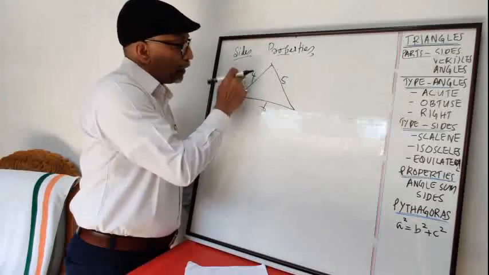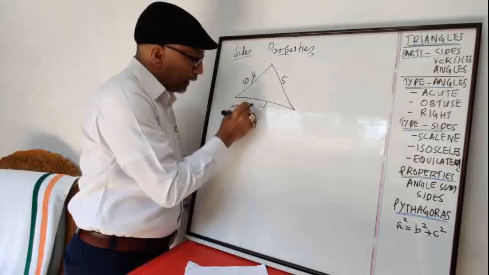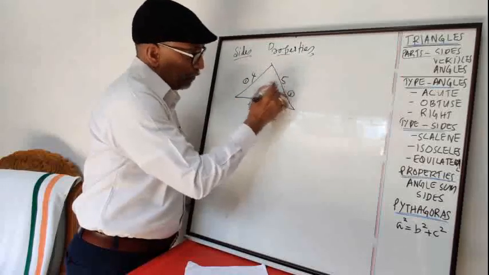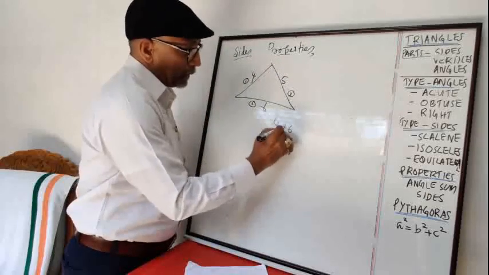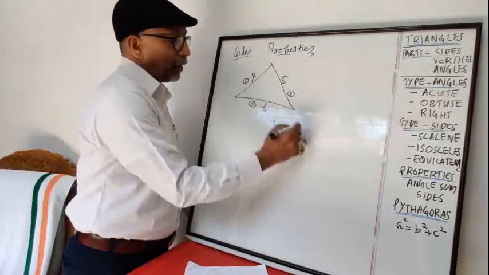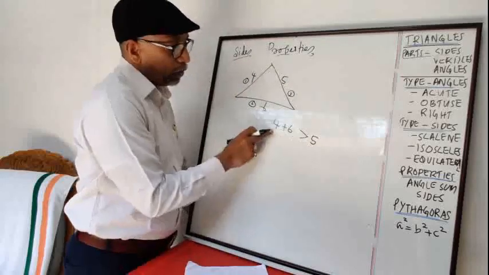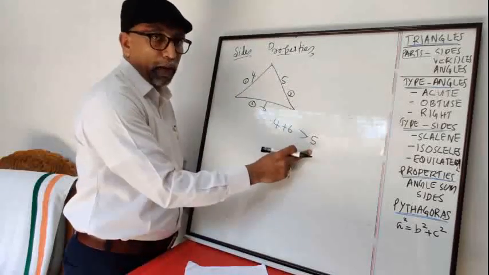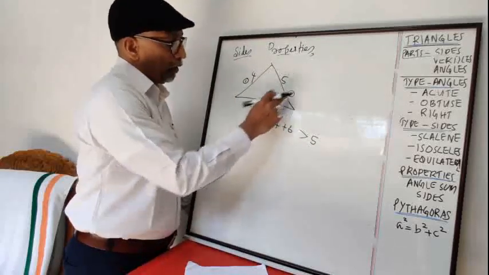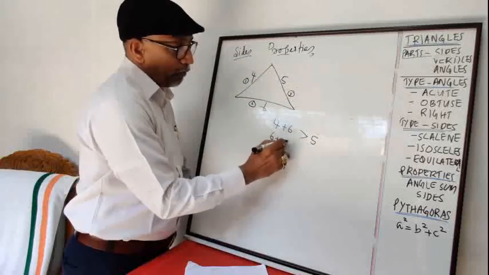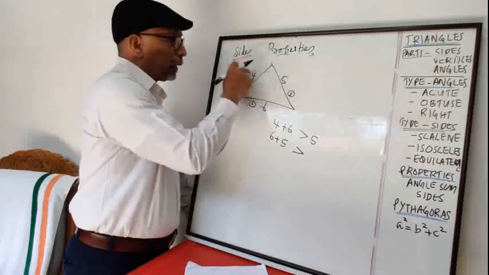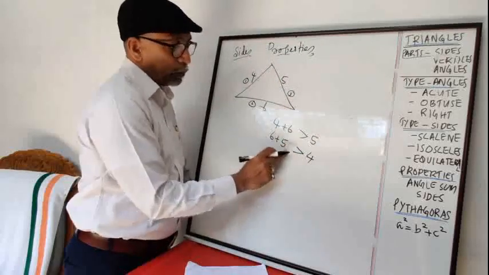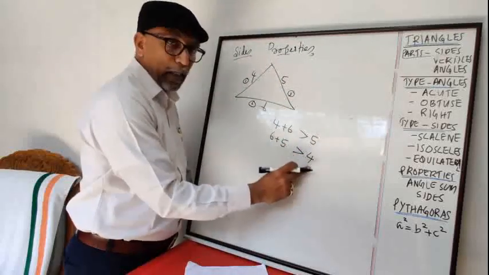See, this is the first side, this is the second side, this is the third side. The first one and second one: 4 plus 6 is greater than 5. Correct? 4 plus 6 is 10, 10 is greater than 5. Then the second and third: 6 plus 5 is greater than the other side, which is 4. So 6 plus 5 is 11. 11 is greater than 4.